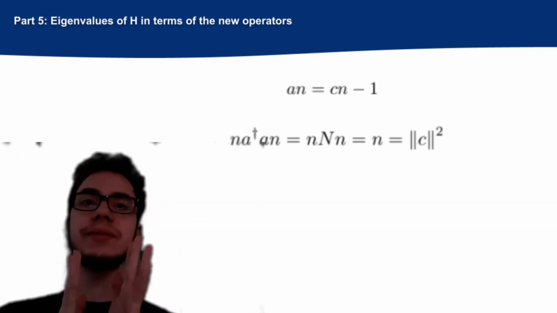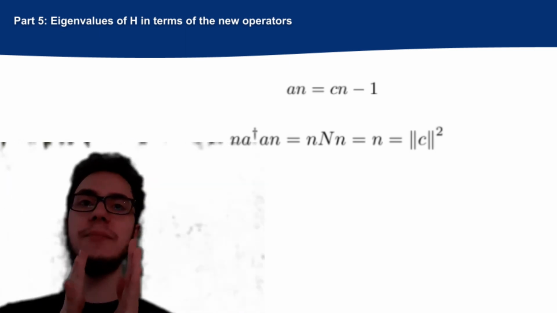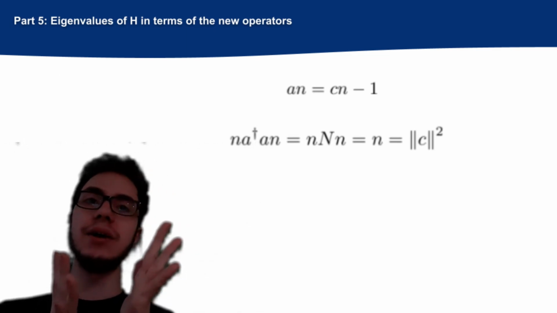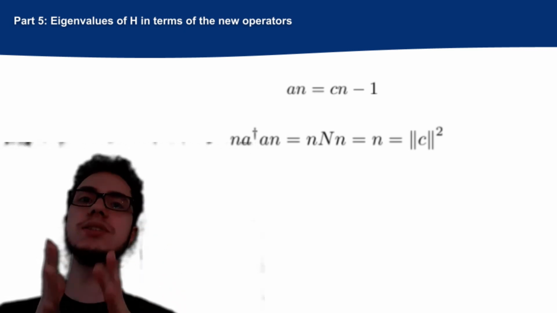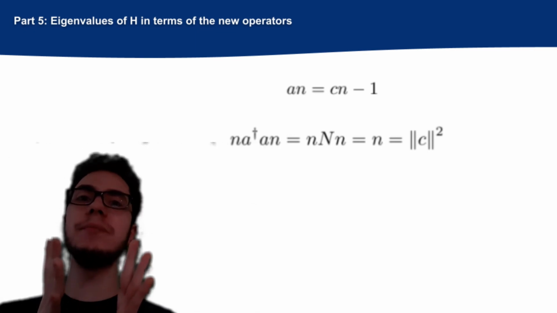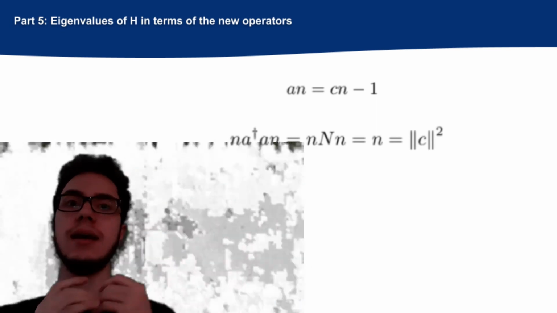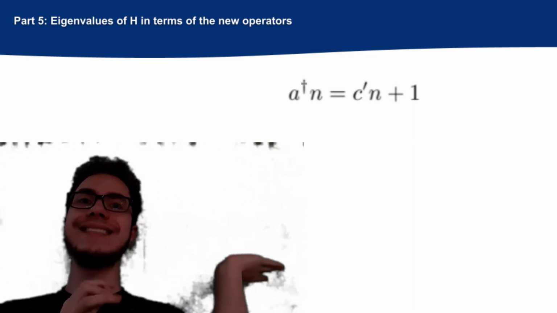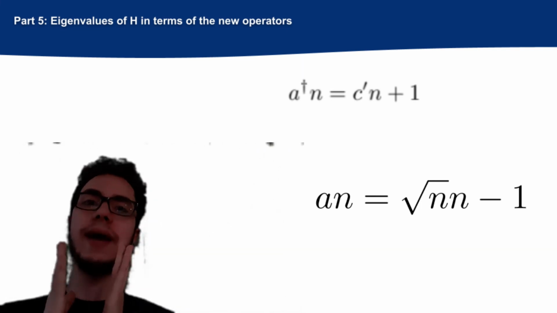It is important to remark that there is an important property of dual spaces when we use the bracket notation. For example, if we apply the destruction operator over the ket n, we just obtain the bra n applied over the other operator, the creation operator. So it is very important to focus on this property when we work with this notation in quantum mechanics. Finally, after talking about this, we obtain the constant c in terms of n like the square root of n.